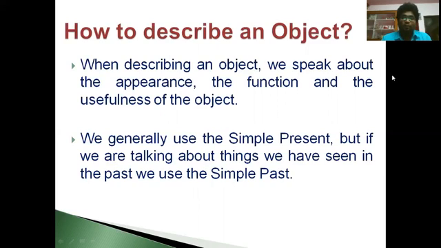Remember one thing, whenever we are describing an object, we have to use only simple present tense. But if you are talking about things we have seen in the past, then we should use simple past. So you are allowed to use only two tenses. If you are talking presently about that object, you must use simple present tense. If you have already experienced it, if you have already seen it, then you must talk in simple past. These are the two tenses that you have to use when you're describing an object.